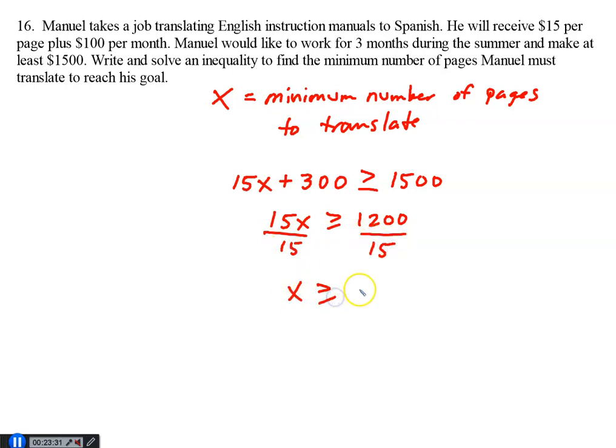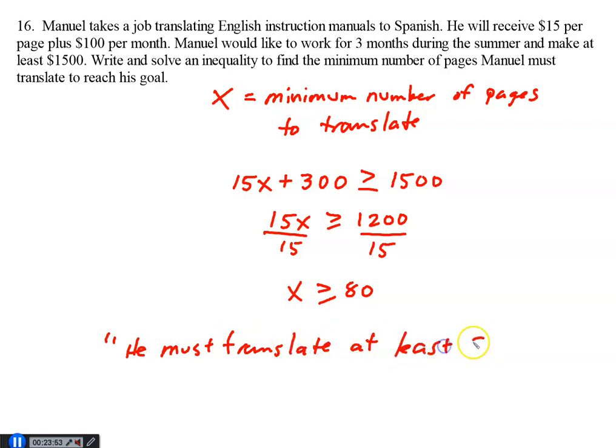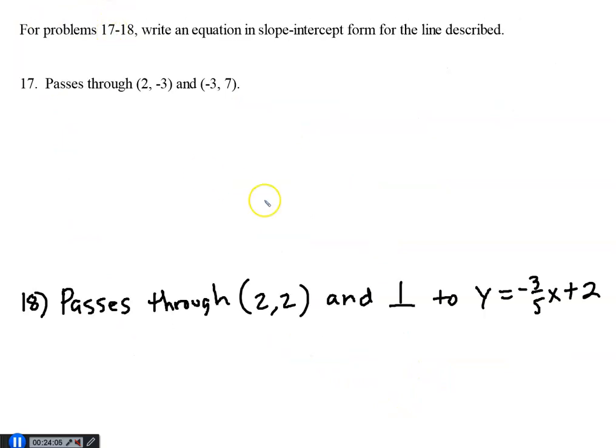So the inequality reads as x is greater than or equal to 80. I always like to answer word problems with words. According to my variable, this is the minimum number of pages. So to finish this off, he must translate at least 80 pages. Train yourself to always answer a word problem with some sort of word phrase. All right, there's the answer for 16.